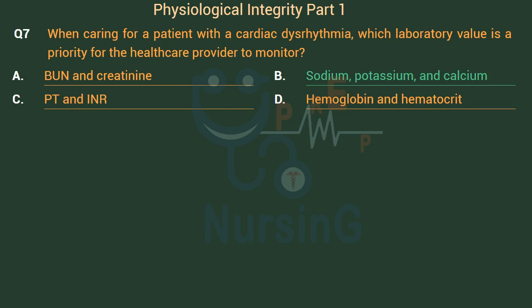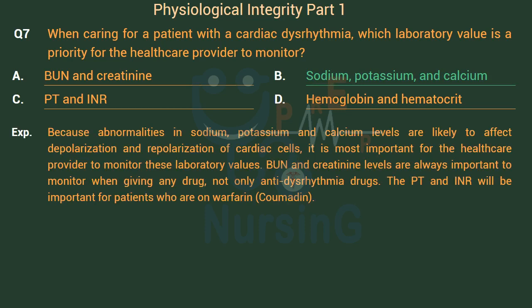Sodium, potassium, and calcium. Because abnormalities in sodium, potassium and calcium levels are likely to affect depolarization and repolarization of cardiac cells, it is most important for the healthcare provider to monitor these laboratory values. BUN and creatinine levels are always important to monitor when giving any drug, not only anti-dysrhythmia drugs. The PT and INR will be important for patients who are on warfarin, Coumadin.